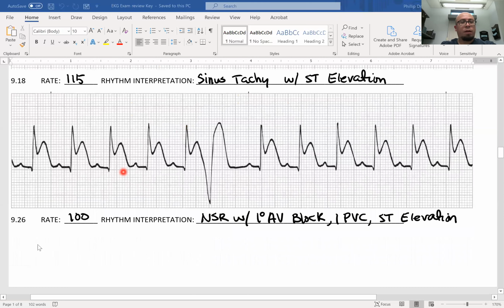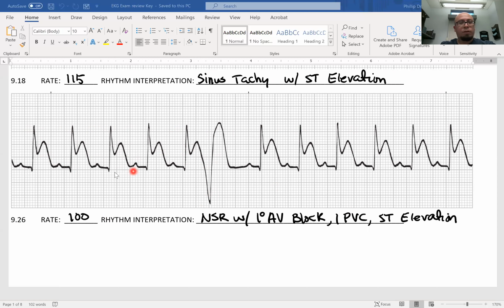Slide on down, 9.26. We're regular, checking for regularity all the way across. Okay, and then we come across this abnormal beat, which we'll skip for now. We'll continue to check for regularity. You find out that it is regular. You check for your waves. You have P, QRS, and a large ST segment. P, QRS, T with ST elevation all the way across.